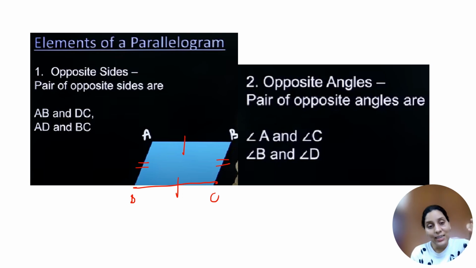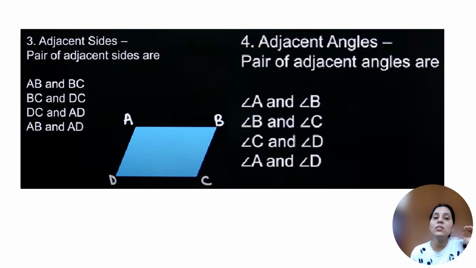All opposite sides are equal. Similarly, all opposite angles are also equal. So A is equal to C and B is equal to D. I hope you understood what are opposite sides and angles. A and B are adjacent because they are on the same side, they are situated together, whereas A and C are opposite to each other.